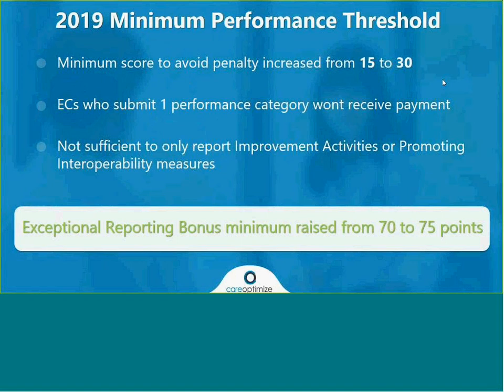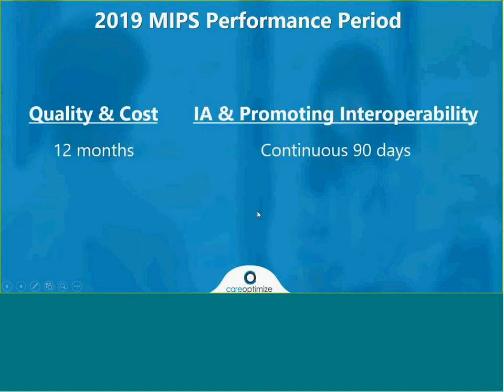Also, the exceptional reporting bonus is going to go from 70 to 75. So to get to that $500 million earmark, you now have to be above a 75 for 2019. Not changing this year. From 2019, it's going to stay the same as this year in 2018.